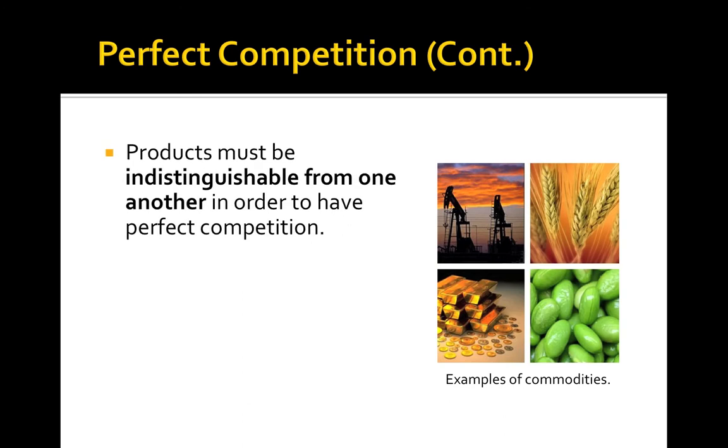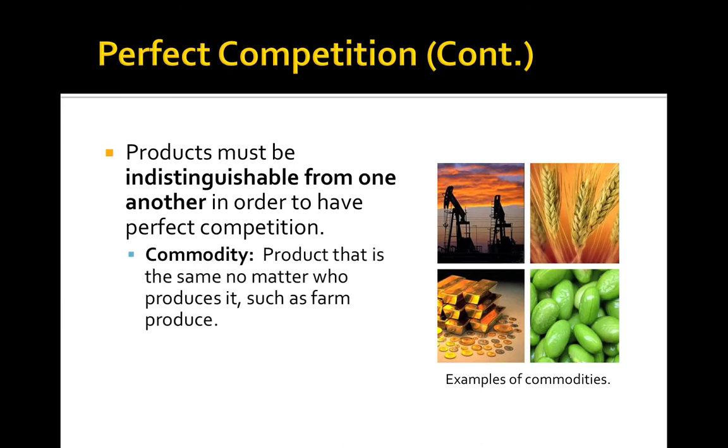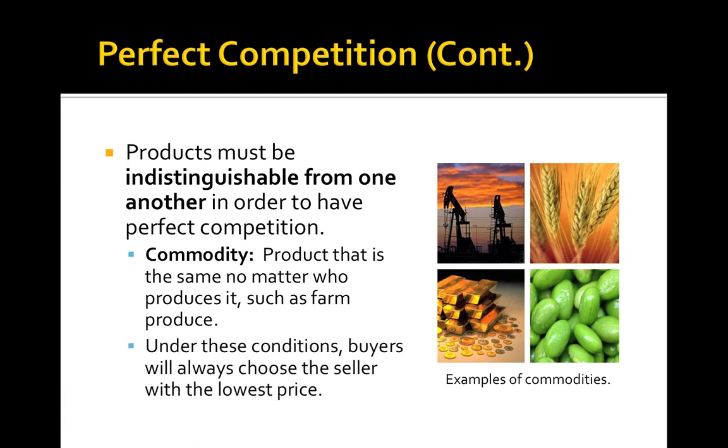Products must be indistinguishable from one another in order to have perfect competition. And they are called commodities. A commodity is a product that is the same no matter who produces it, such as farm produce. Under these conditions, buyers will always choose the seller with the lowest price.